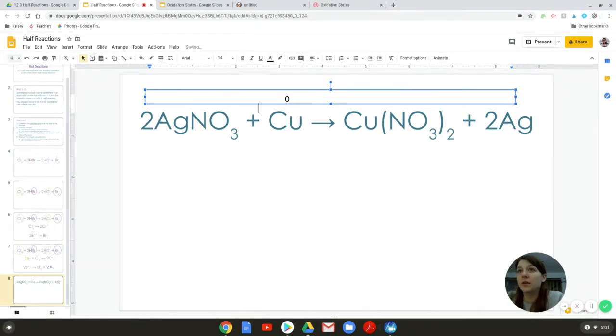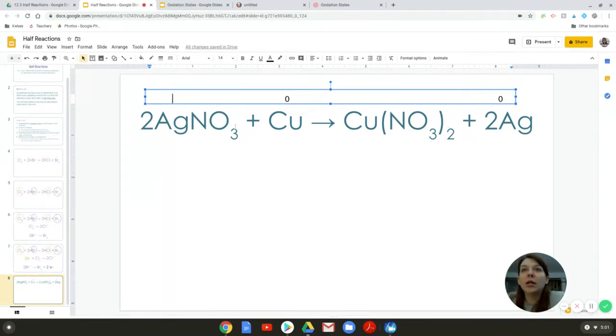Oops. Too far. Not copper. I have silver over here, which is all by itself. So that would be, again, 0. Now, if I look at this, I'm just going to look at the nitrate in this case because I know that the nitrate's not changing anything because the nitrate's not breaking its bonds. It's nitrate on both sides. So that's how I know I can take the shortcut.